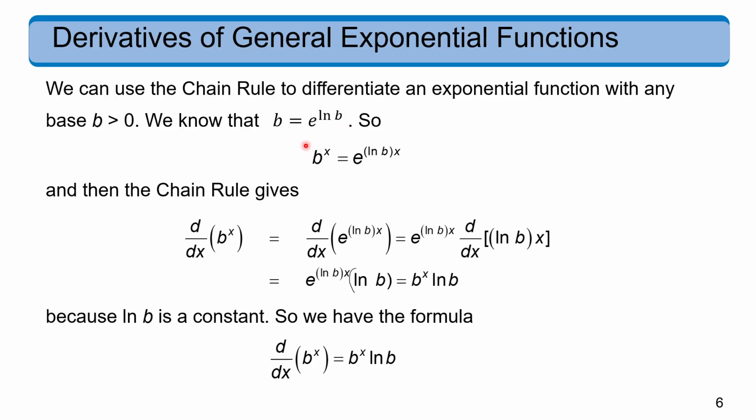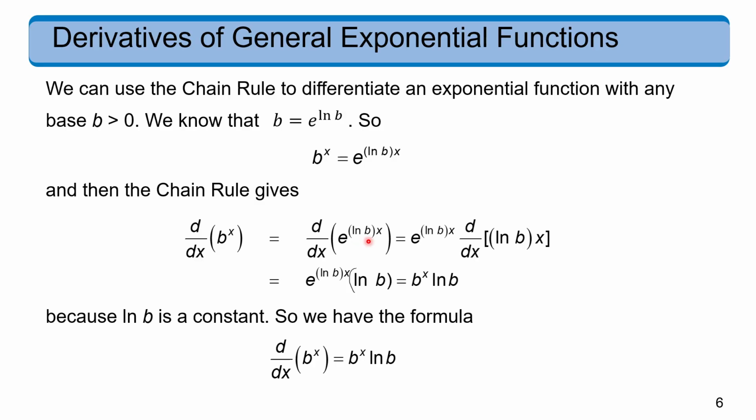From pre-calculus, e and natural log would cancel, and that's the same. This right side is the same as b. So now we want to rewrite b to the x by replacing this b with e to the natural log b. And so we've written it like this. So now, to find the derivative of b to the x, first we replace b to the x with this formula we wrote here.